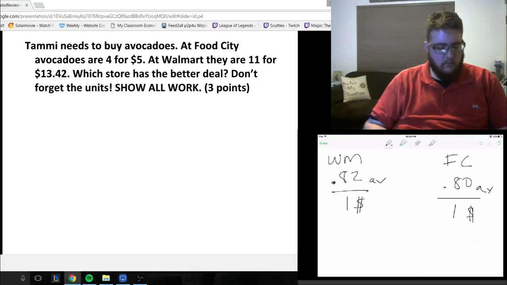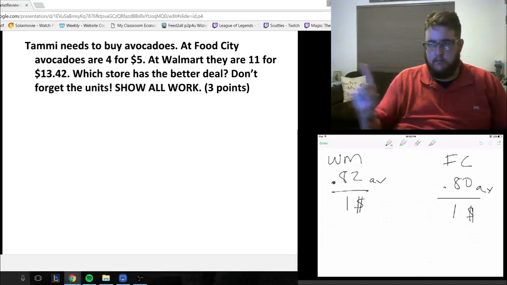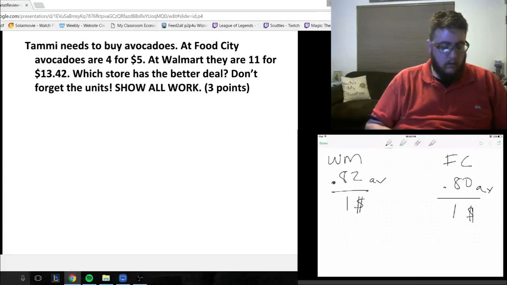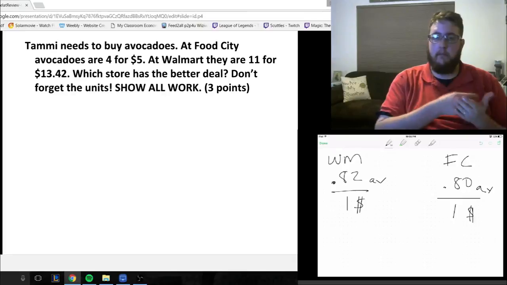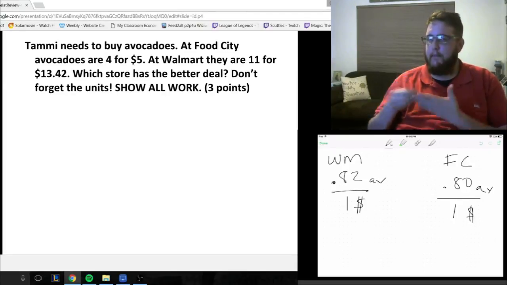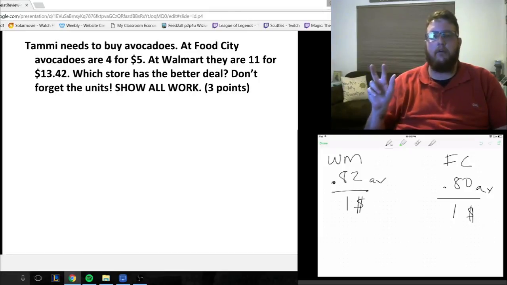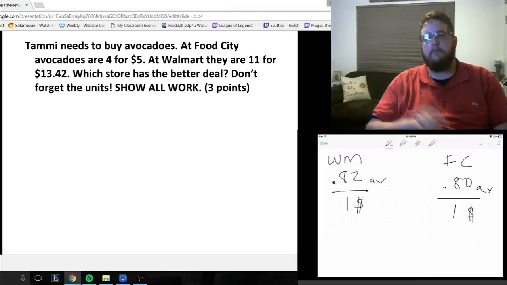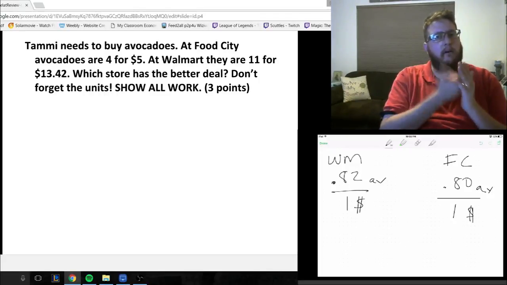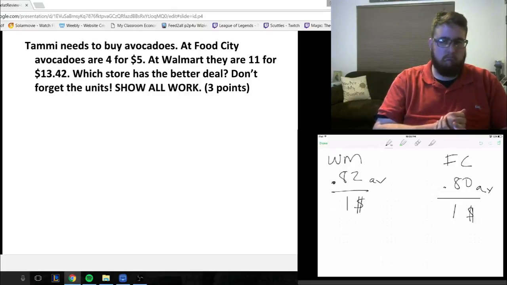So what this is saying is if we had $1 to spend and we went to Walmart, we could buy 0.82 avocados. But if we had that same dollar and we went to Food City, we could only buy 0.80 avocados. So which one is the better deal for your dollar? Yep, it's going to be Walmart because they're offering you more avocados, or more of a part of an avocado, than Food City is.